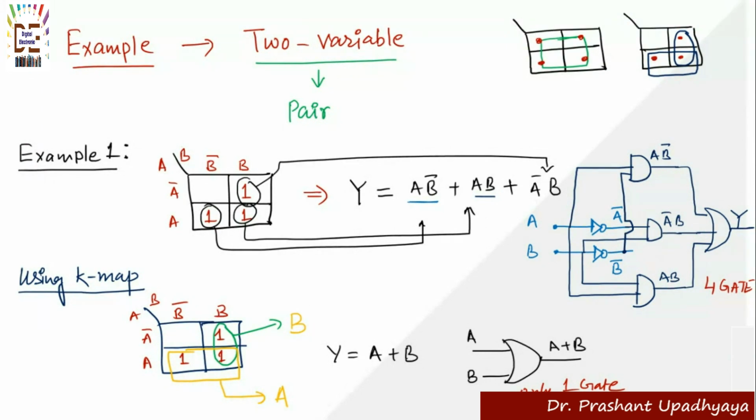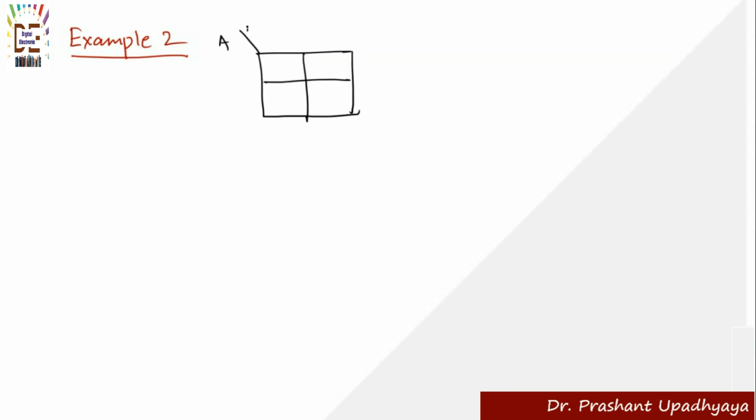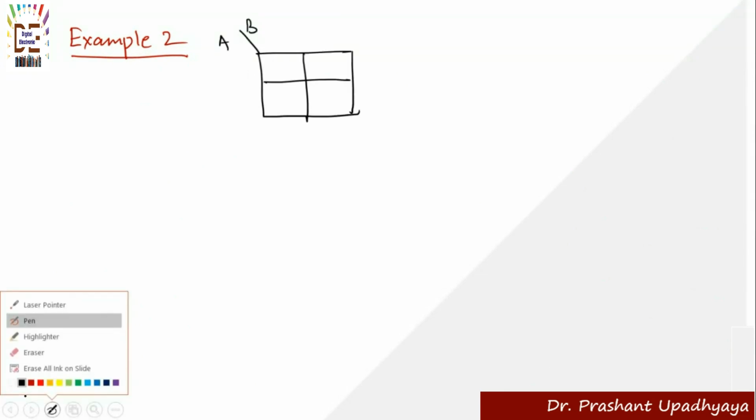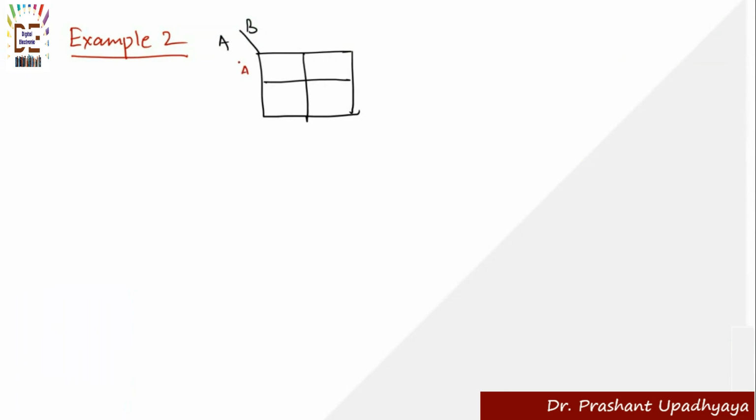Let me take another example. Example number 2. Let's say I have a K map function given like this. This is A and this is B. So I have A bar here, A here, B bar here, B here, and let's say I have an output of 1 in all cells. So what will be my answer? What is the maximum possible pairing I can do in this? 4. So I can do this pairing.